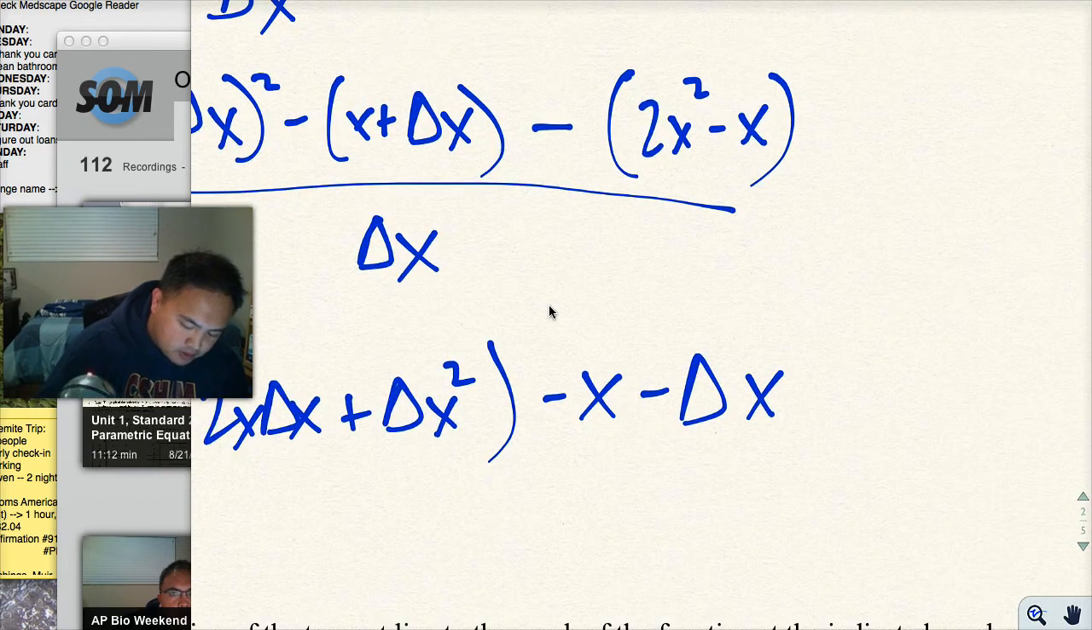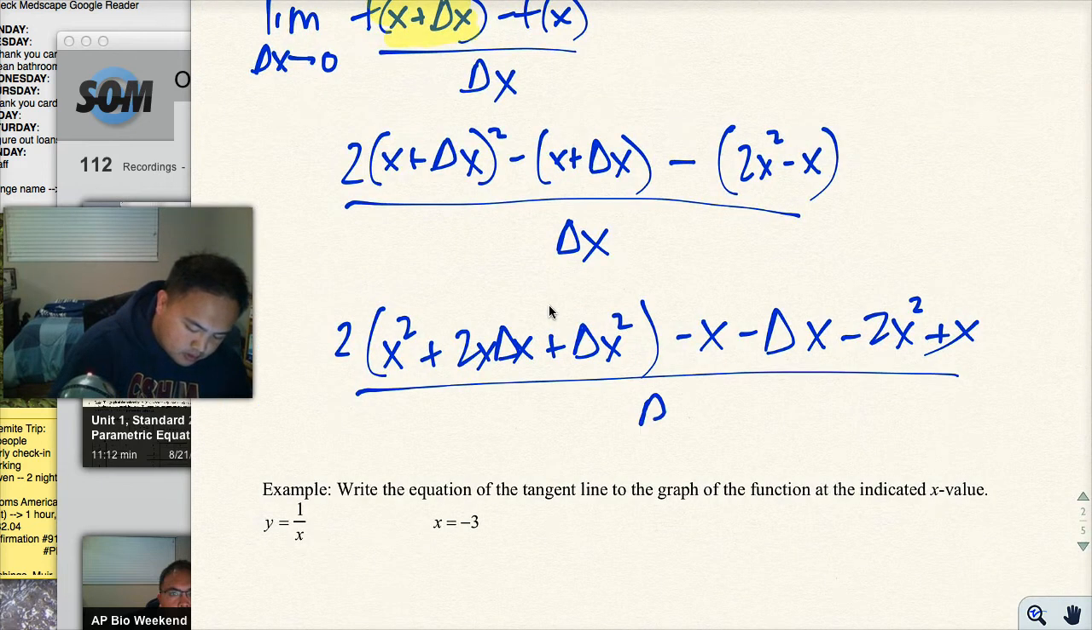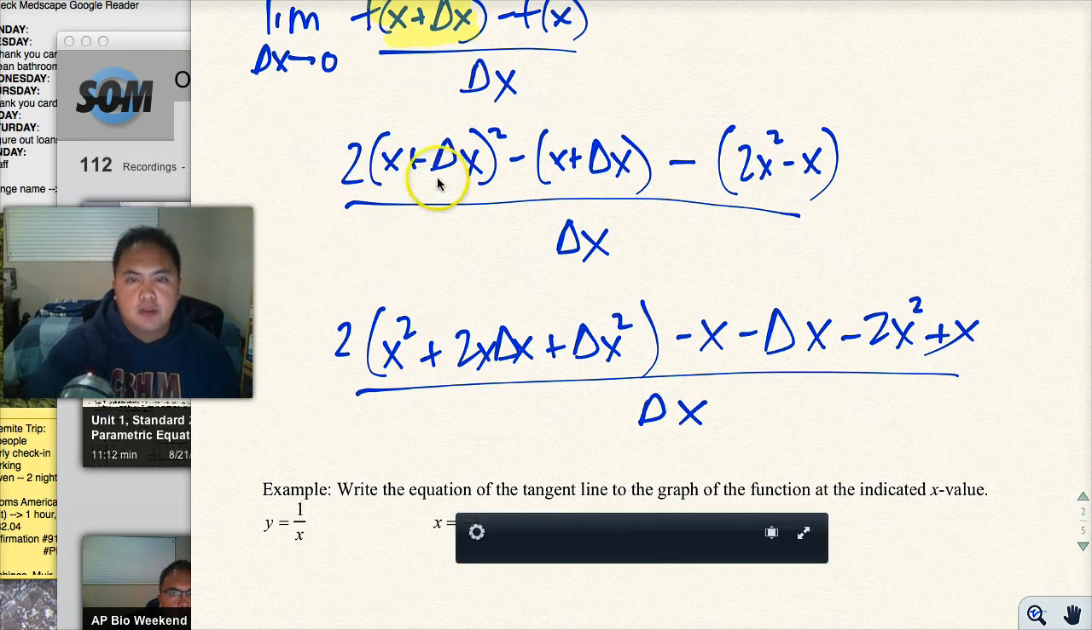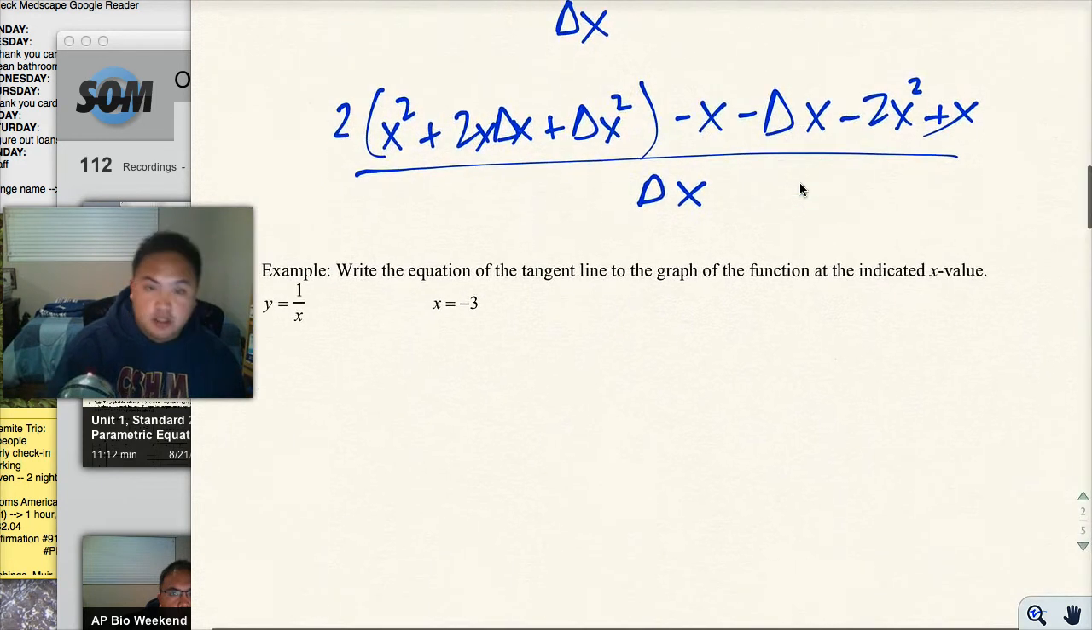And here I get minus 2x squared plus x all over delta x. Okay, so all I did was multiply out, or FOIL out, this term right here and distribute the minus signs. Okay, now I'll multiply out this 2. I'm running out of space, so I'm just going to continue on down here.